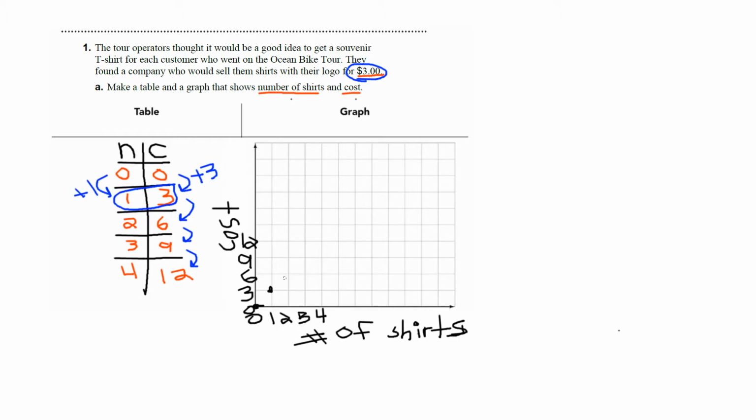0, 0, 1, 3, 2, 6, 3, 9, and there's a very clear pattern here that we should all be seeing, and I'm going to go ahead and make my line. And no matter where your table stops, just continue that line all the way to the end, and I like to put an arrow at the end to show that this pattern is going on forever. Now let's go ahead and go to the next part of the problem.